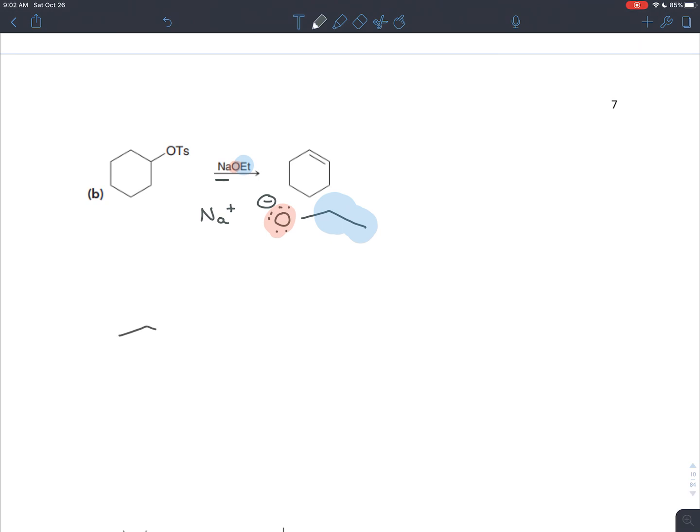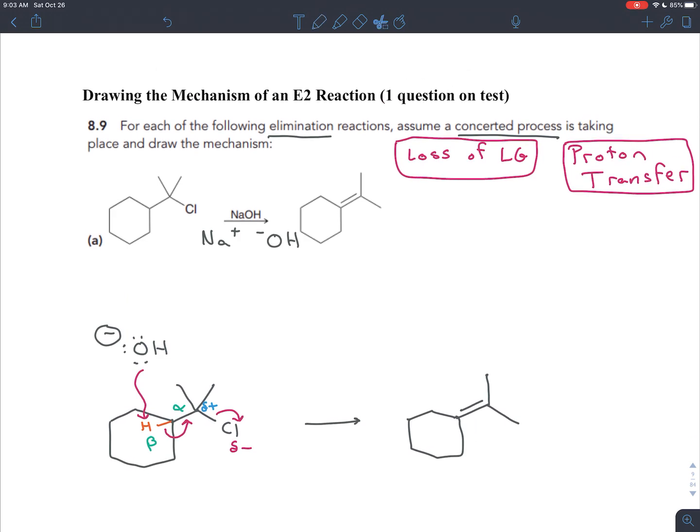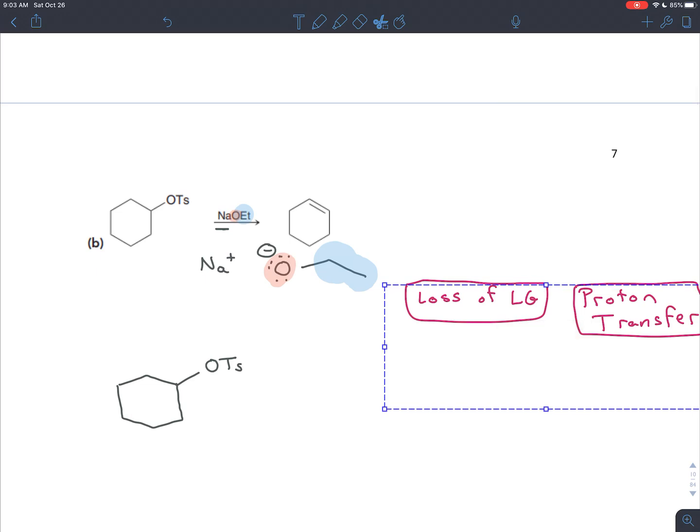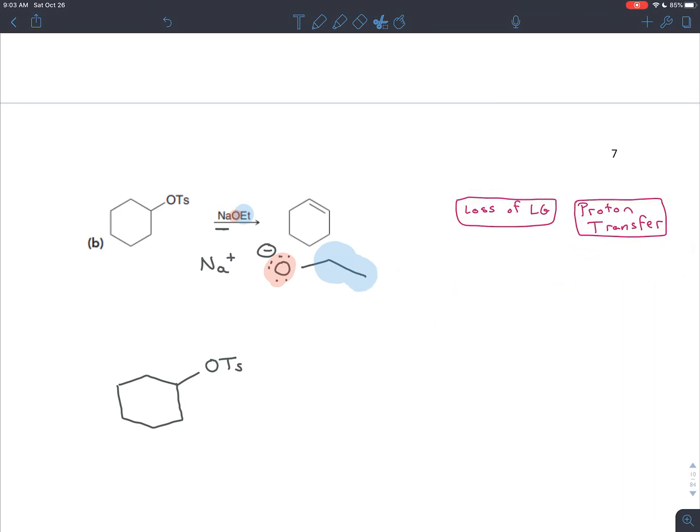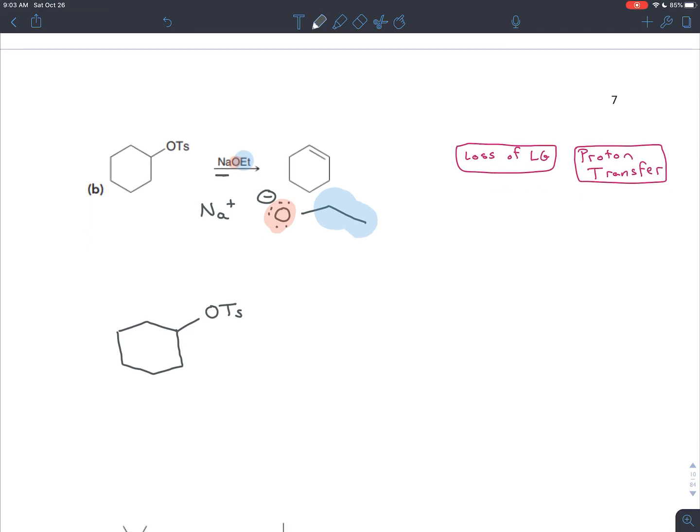Otherwise, the process is very similar to what we were thinking of before. First, draw the molecule. We know that we're going to have the two steps: proton transfer and loss of leaving group. And we know that they're going to happen at the same time. Okay, so this is our leaving group. We know that's going to pop off, and that's going to happen when the base, which is this negatively charged group here, and the name for this is called ethoxide, eth for the ethyl group, and then oxide for the oxygen. So this whole molecule was sodium ethoxide.